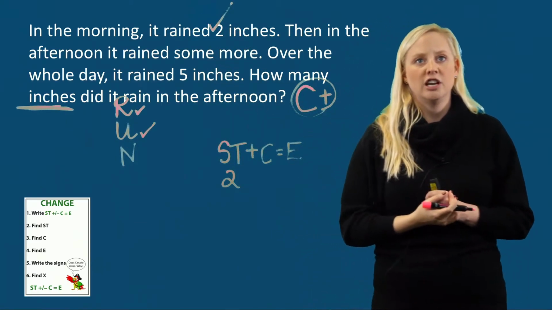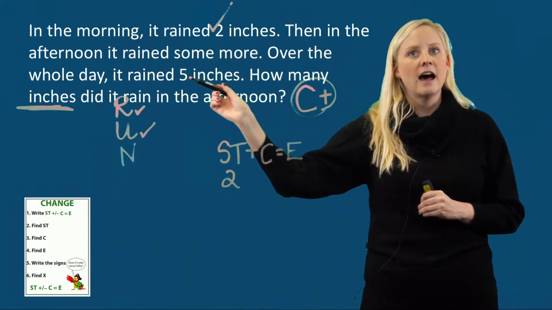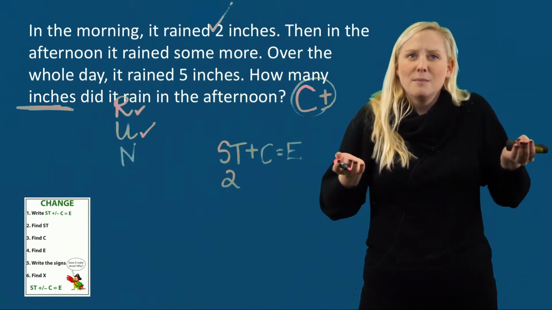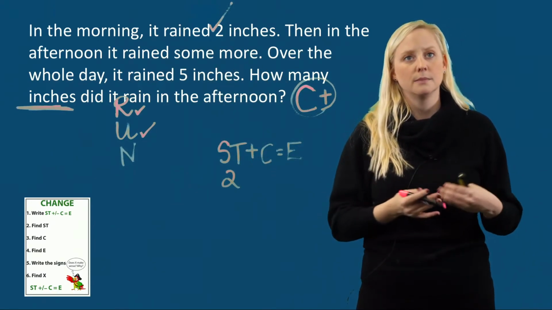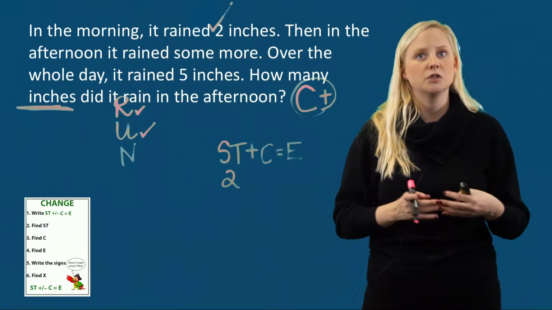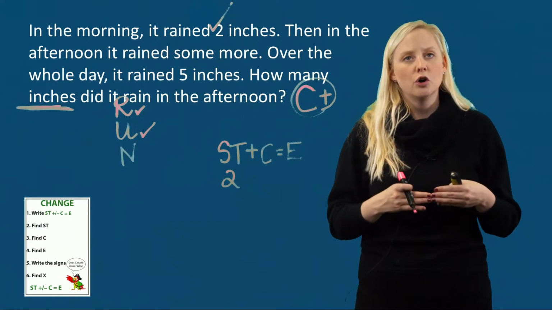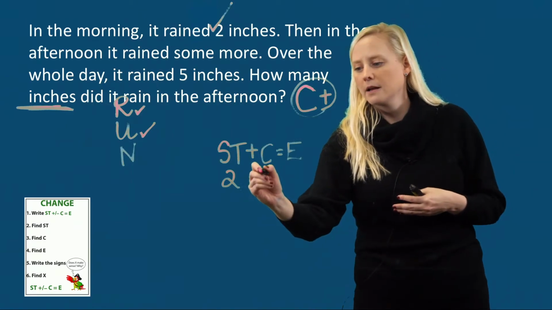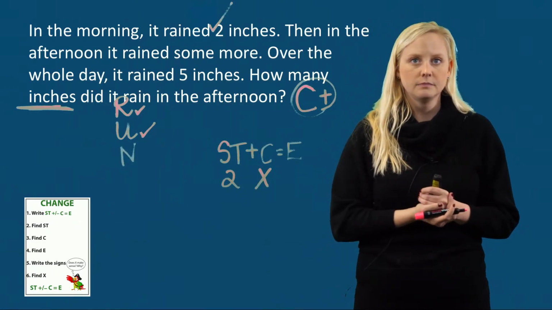Step 3 is find the change amount. It says, then in the afternoon it rained some more. Some more, we don't know how much some more is. Some could be 5 inches, some could be 10 inches. We are unsure. We don't know the change amount, so we're going to mark it out with an X.